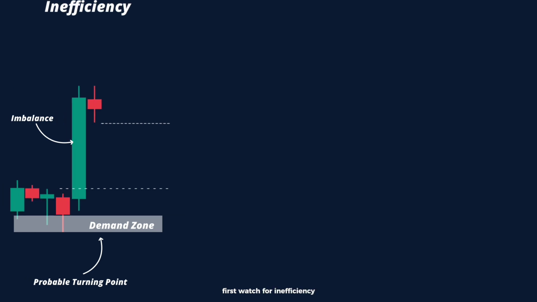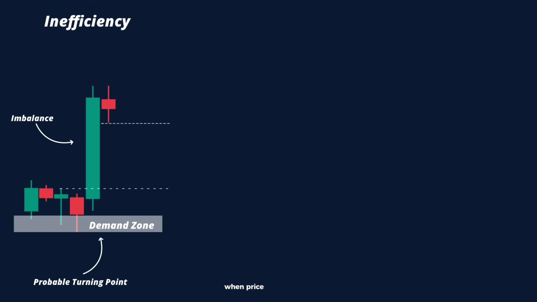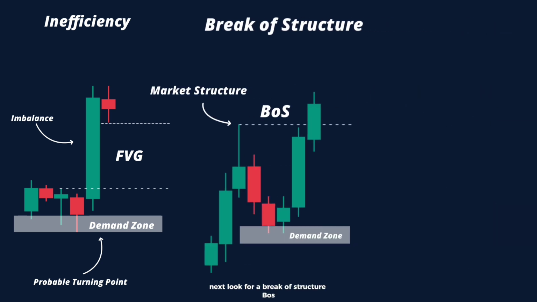First, watch for inefficiency. When price exits an area aggressively, it often leaves behind fair value gaps between candles, signaling an imbalance where orders were left unfilled. These gaps act as magnets and potential turning points. Next, look for a break of structure, BOS, where price pushes through a key support or resistance level, confirming a shift in market sentiment and strengthening the zone's credibility.